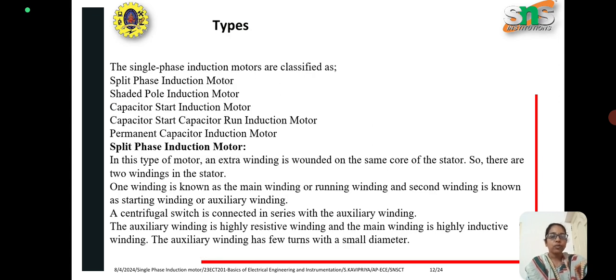And next is the types of single phase induction motor. We have five types: split phase, shaded pole, capacitor start, capacitor run and permanent capacitor.